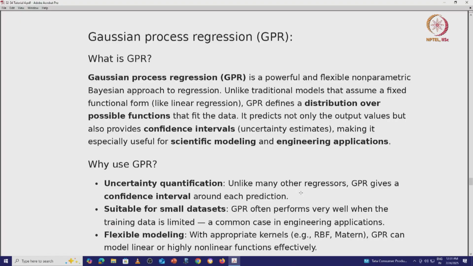Hello everyone and welcome to this tutorial on Gaussian process regression in the NPTEL course Machine Learning for Core Engineering Disciplines. In the last two tutorials we spent a lot of time discussing decision tree frameworks, XGBoost, LightGBM, CatBoost as well as the vanilla gradient boosting available in scikit-learn.